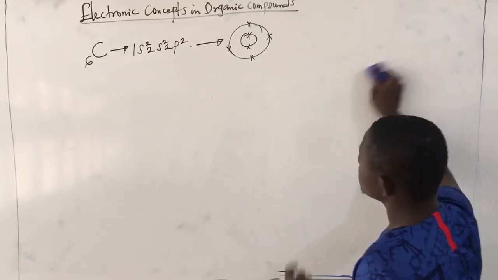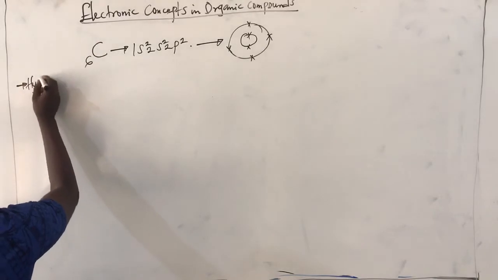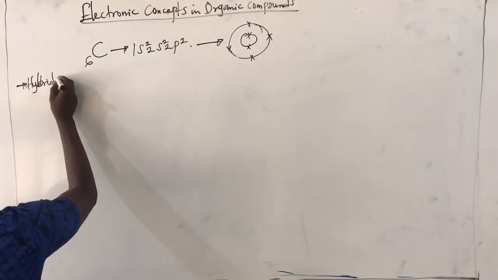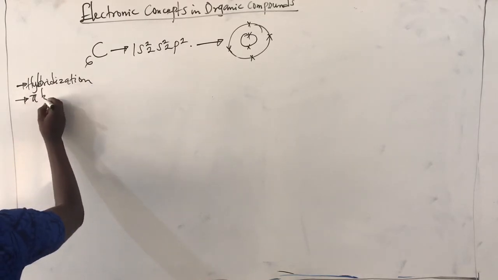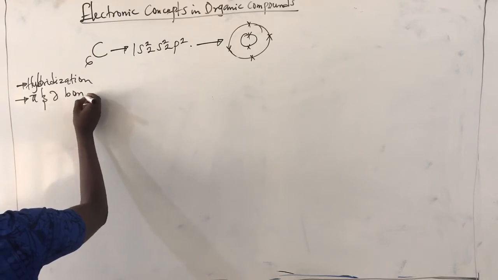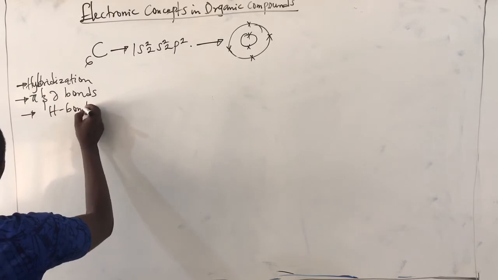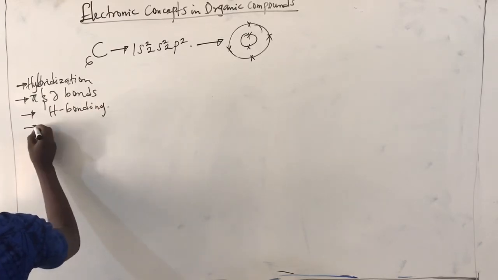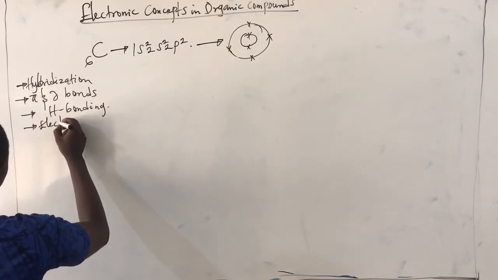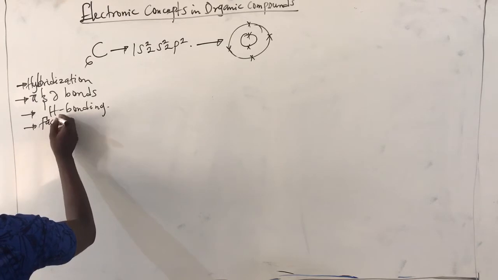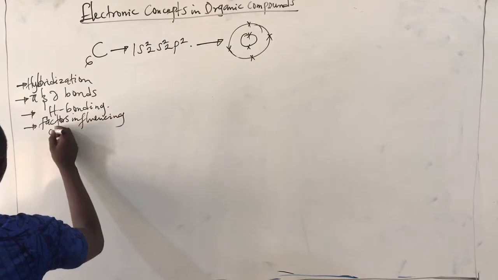So in electronic concepts, we are going to be looking at hybridization, the concepts of pi and sigma bonds, as well as a bit of hydrogen bonding, and then electronic factors influencing bonding in organic compounds, or let's just say factors influencing organic bonding.